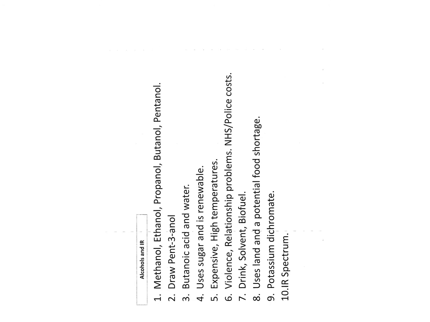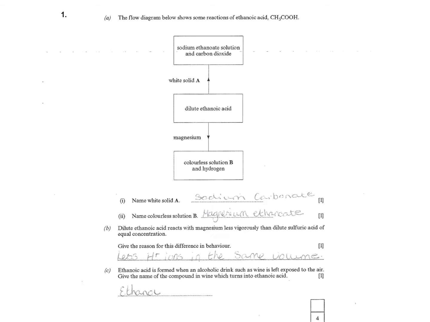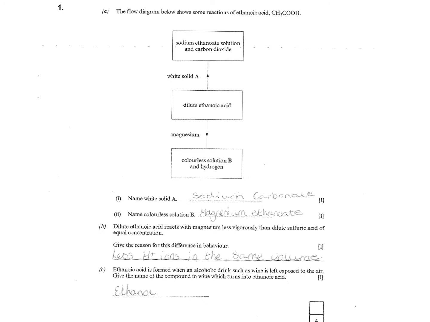Then there's some quick fire questions for you to test yourself on, and the answers. They're good to make revision cards with. And then here are the questions. So the first one is kind of like a naming salts question. Okay, so you've got one of these charts that we practiced loads in lessons. Name the white solid A. So I know it's going to be sodium because it's sodium ethanoate solution, and it's got carbon dioxide, so it's going to be sodium carbonate.